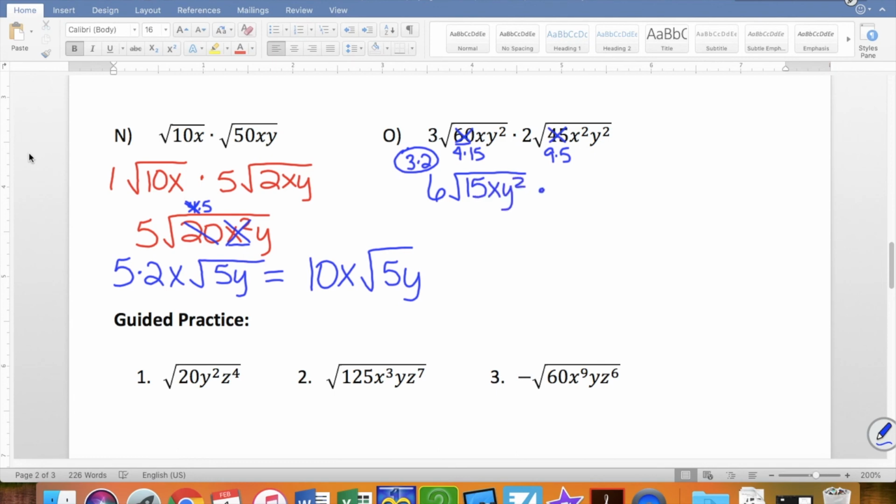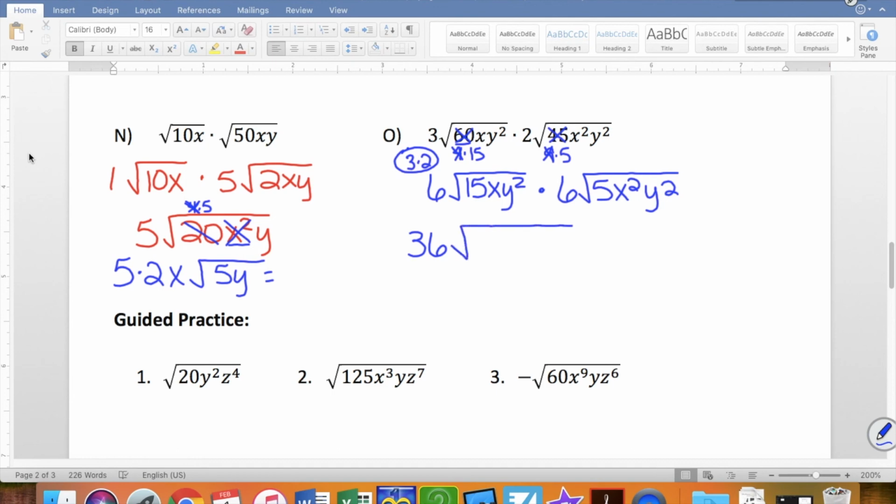The square root of 9 is 3, so I'm going to do 2 times 3, and I'm also going to get 6 out front here. And so now that's gone. And what's left under the radical is a 5x squared y squared. Now I'm going to multiply those radicals together. So I'm going to multiply my coefficients. 6 times 6 is 36. 15 times 5 is 75.